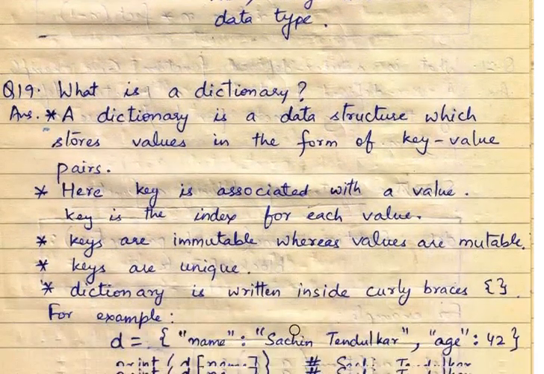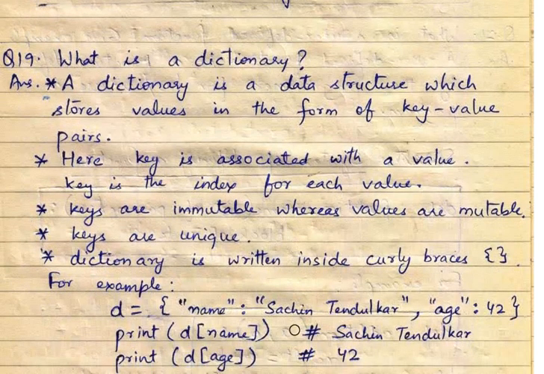So the next question says, what is a dictionary? Dictionary is a data structure which stores values in the form of key value pairs. It means we don't have any index like 0, 1, 2, 3, 4. We have to specify our own index, and those indexes are known as keys. And the values we have are associated with those keys, right? So again, I don't have to cram anything. I will be telling you only 5 things that I know about dictionary.